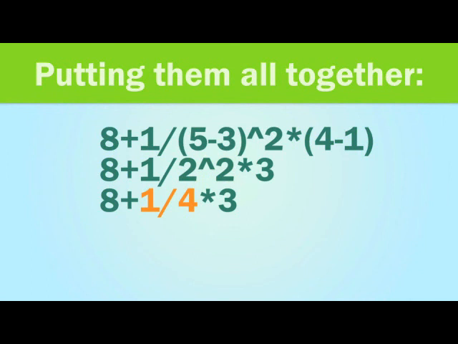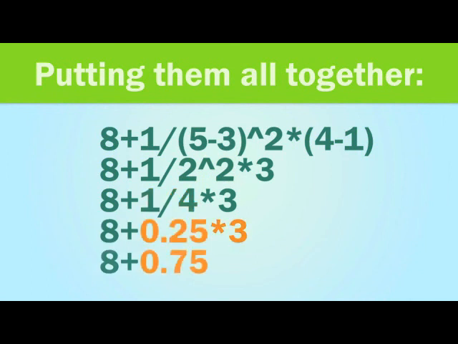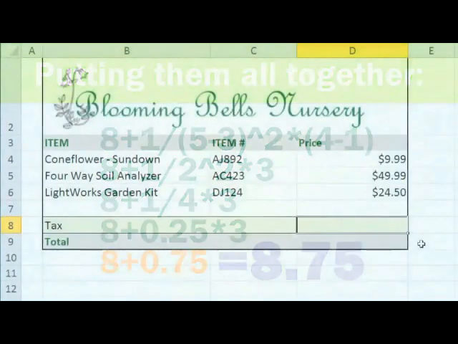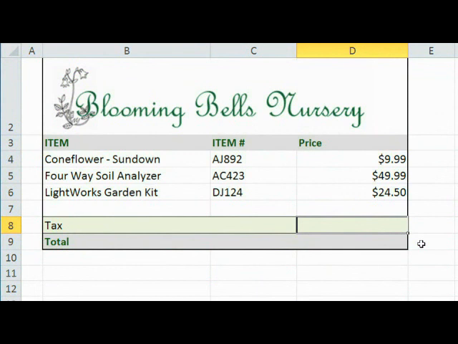Next, we'll do the multiplication and division going from left to right. And now all that's left is addition, and that gives us our answer, which is 8.75. And that's the same answer that Excel would give you if you entered in that formula. It's important to keep these rules in mind when you're creating a formula. In this example, I'd like to add these 3 values and find out how much the tax will be. And let's say the tax rate is 5.5%.